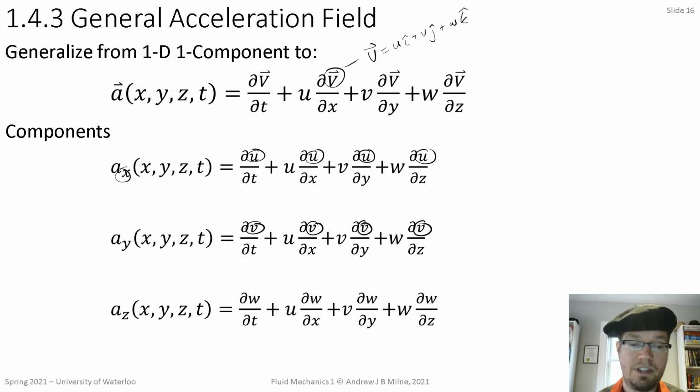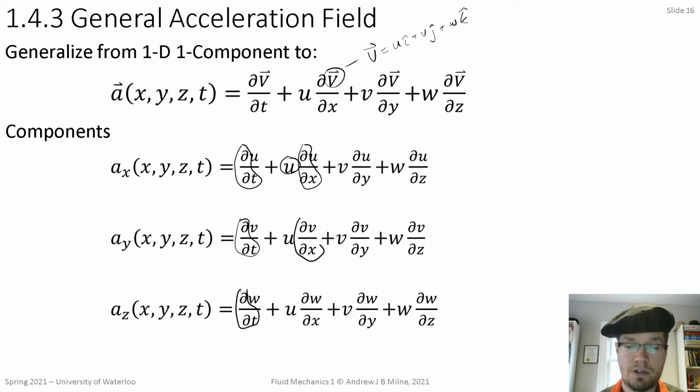In all of these cases, it's always the change with respect to time plus the change with respect to position times the change in position with time. So di by dx times u, same for v and di by dy, same for w and di by dz. This is the general 3-component, 3-dimensional acceleration field.